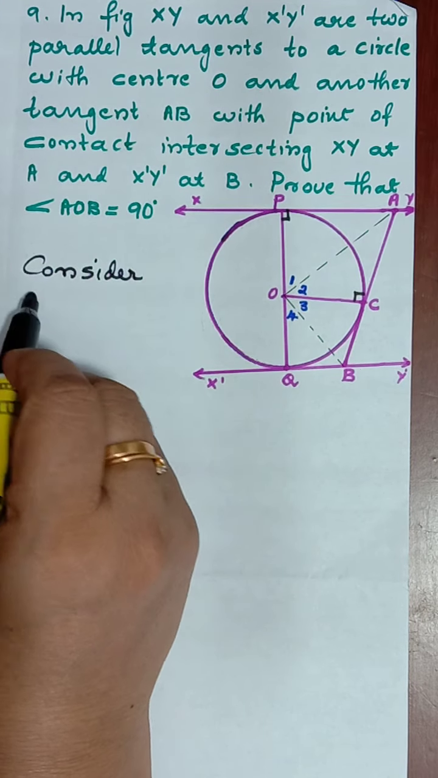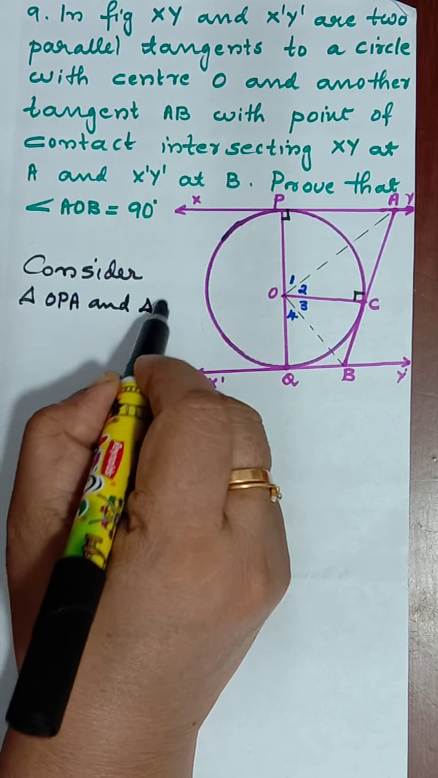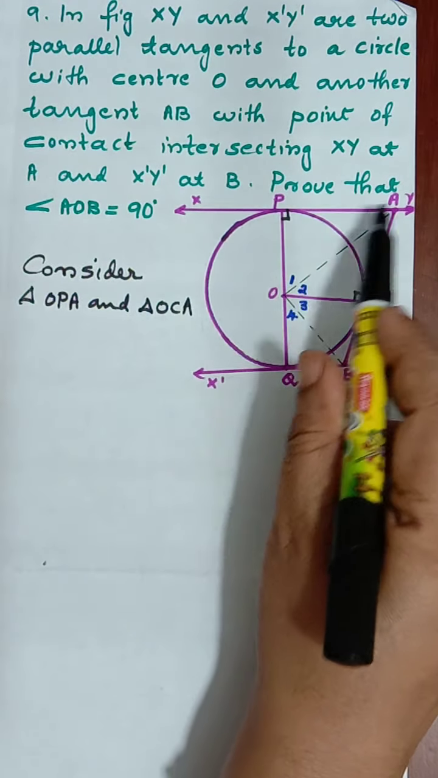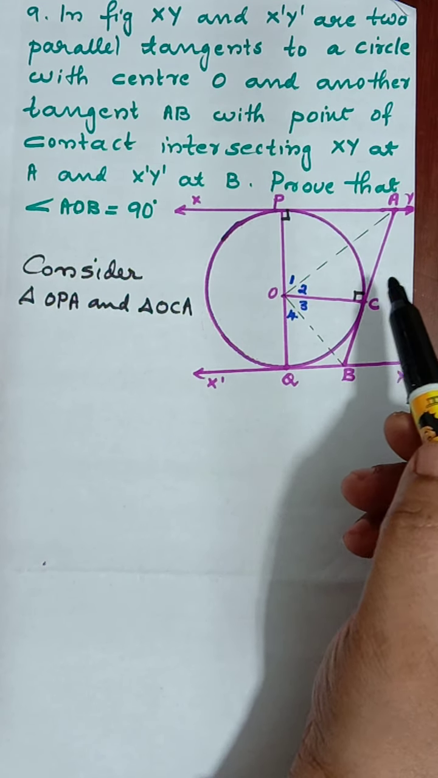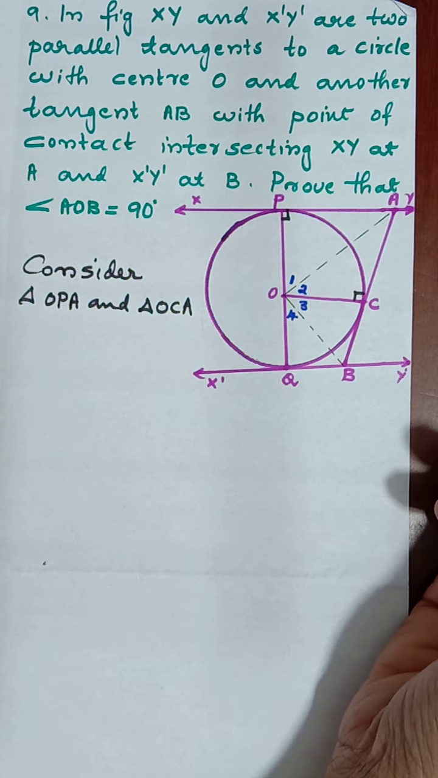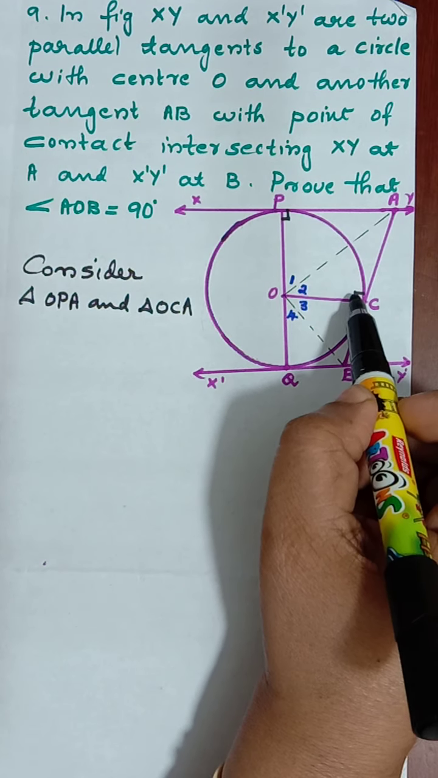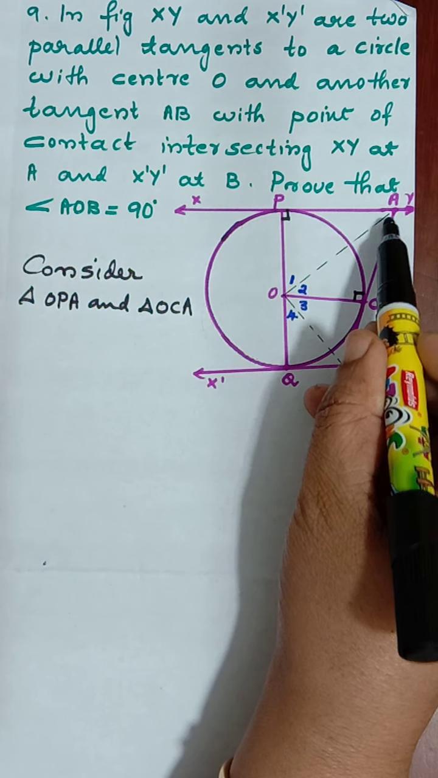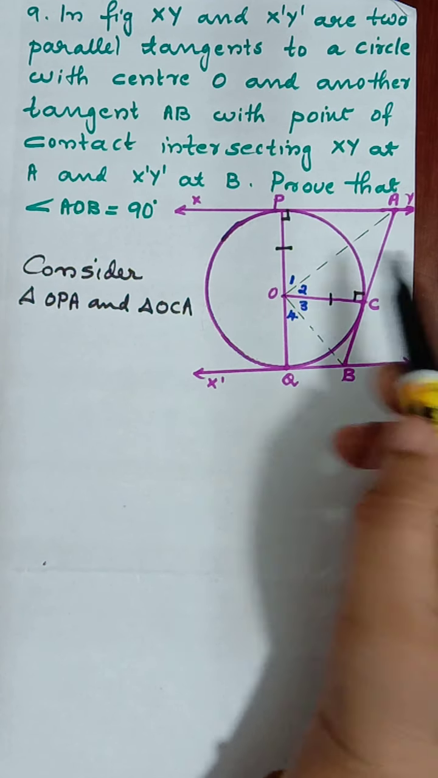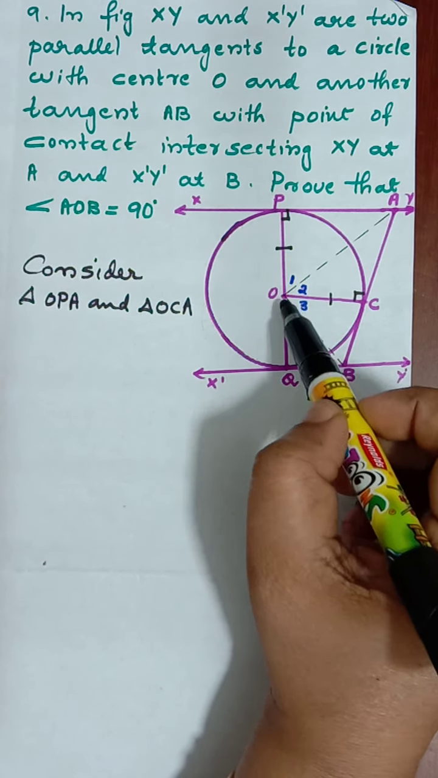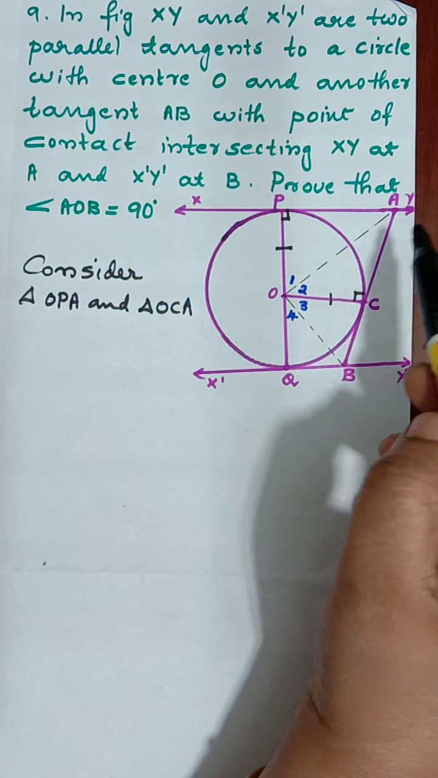Therefore, when we consider these two triangles, we have to write the step like this. Consider triangle OPA and triangle OCA. Can't you say that these two triangles are congruent, as I have proved in the second theorem? In the second theorem, what is the congruence idea? Right angle, hypotenuse and side. Is this side OC equal to OP? Are they radii of the same circle? So when we consider these two triangles, it's very simple to prove congruence.